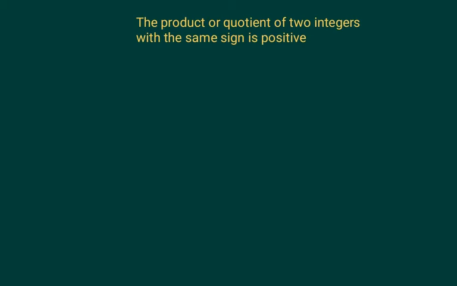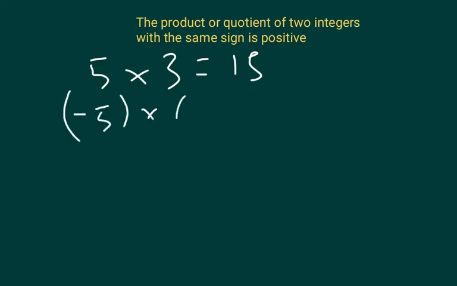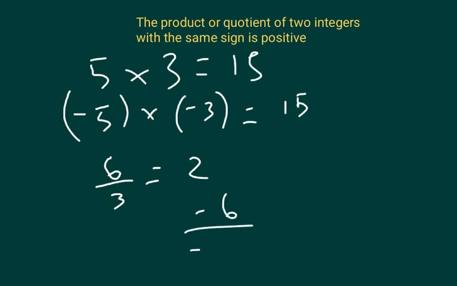The product or quotient of two integers with the same sign is positive. So if you do 5 times 3, positive 5 times positive 3, you get 15. You also get 15 if you do negative 5, I'm going to put it in parentheses, times negative 3. They have the same sign, so that product is positive. 6 divided by 3 is 2, and so is negative 6 divided by negative 3. It's positive 2. The product is the answer to a multiplication problem. Quotient is the answer to a division problem. The product or quotient of two integers with the same sign is positive.